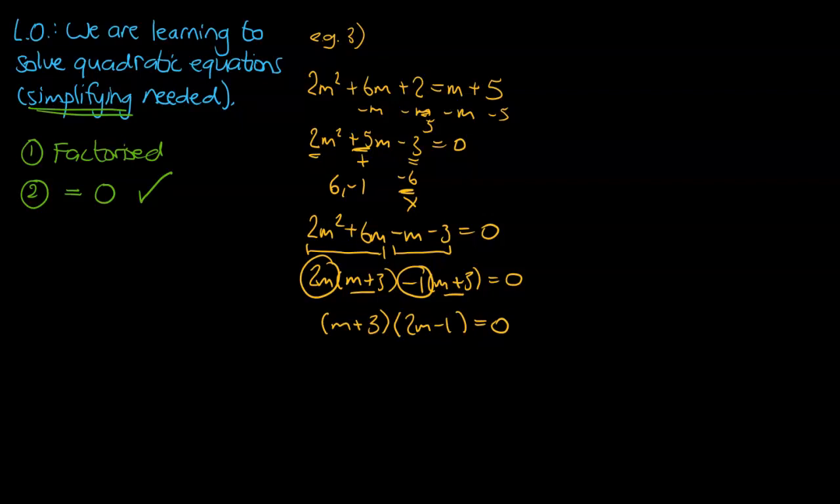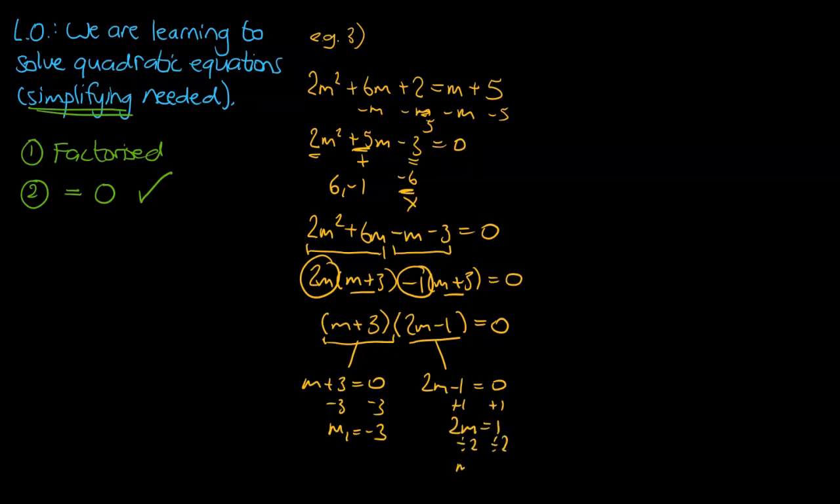And like that, we've got our double bracket. We can go ahead and split. There's the first equation. If m plus 3 equals 0, we've got an answer. So we're going to go minus 3, minus 3. And there's our first answer for m. And we're going to repeat the same if 2m minus 1 equals 0. Plus 1, plus 1. So that's 2m equals 1. And then we divide by 2, divide by 2. m equals 1 half. There's our two answers for that messy looking equation.